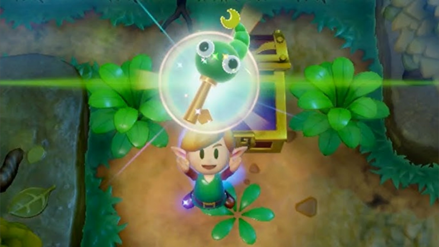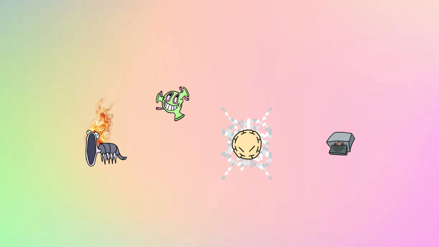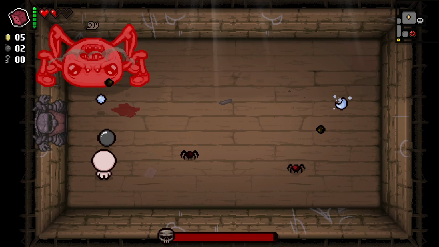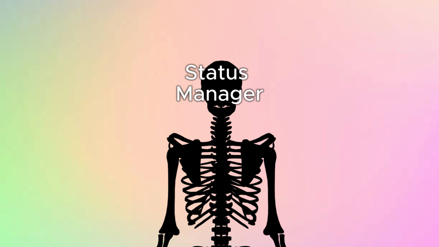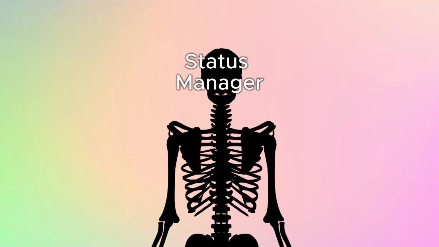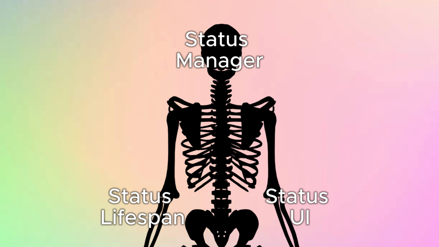But we're missing a key component of bullet hells: status conditions. Being able to light enemies on fire, push them back, slow them down, or make them unable to shoot are some of the most enjoyable parts of bullet hells. So I need to make a skeleton of how these statuses will work. I'll make a status manager node, which will be responsible for handling the status effect lifespans and the associated UI.